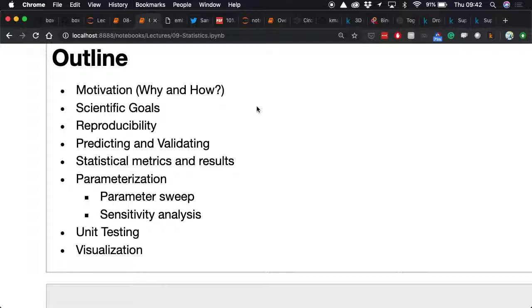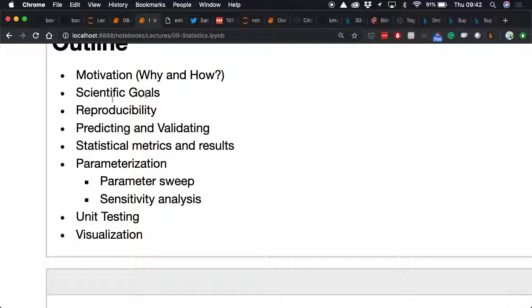So the outline: we'll start off with reproducibility with some statistical metrics, then some things about parameterization, unit testing, and visualization. We'll try to keep it fairly focused. The predicting and validating, we already covered in one of the earlier lectures, so we'll have some slides on that, but we'll try to keep that to a fairly minimal amount.